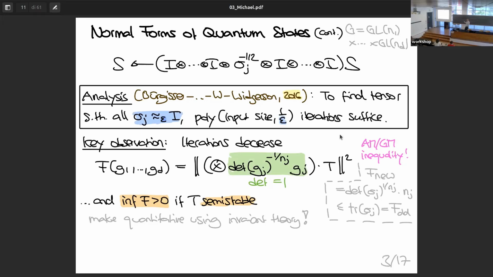So the arithmetic mean, geometric mean inequality tells you that the new f is less than or equal to the old f. That's what Frank observed. And then you can make that more quantitative by more quantitative versions of this arithmetic geometric mean inequality. Yeah, I know, it's exciting times.